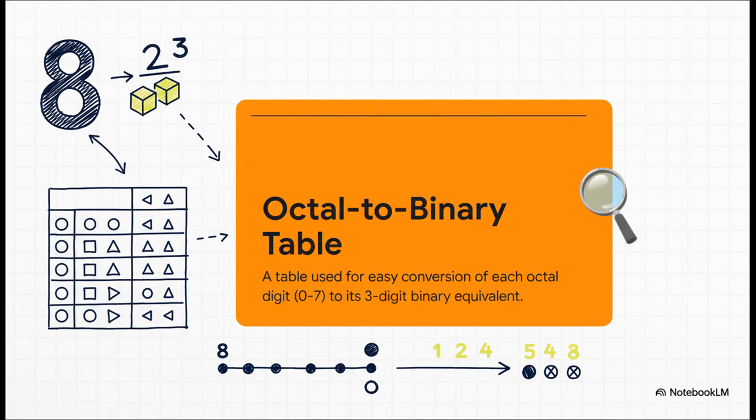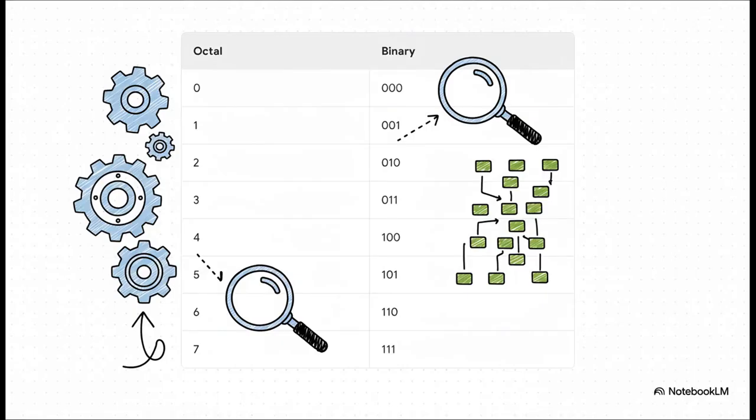And this is it. This is our octal to binary lookup table. It's the practical version of that 8 equals 2 to the power of 3 rule we were just talking about. Just a simple chart, right? Every octal digit, from 0 all the way to 7, has its own unique 3-digit binary code just waiting for us. So let's take a look.